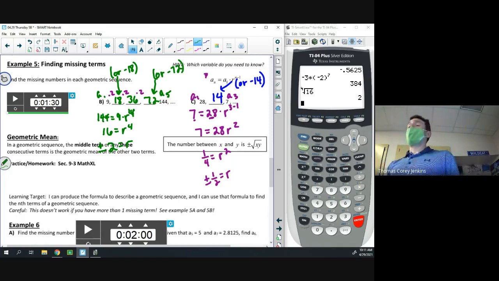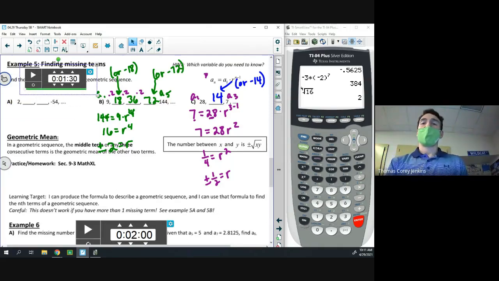Okay, so these are a little bit tougher. So I want you to try one on your own or with your neighbor. And so you're filling in 2 blanks here. Okay, 2 blanks. So just do your best. 2, blank, blank, -54.